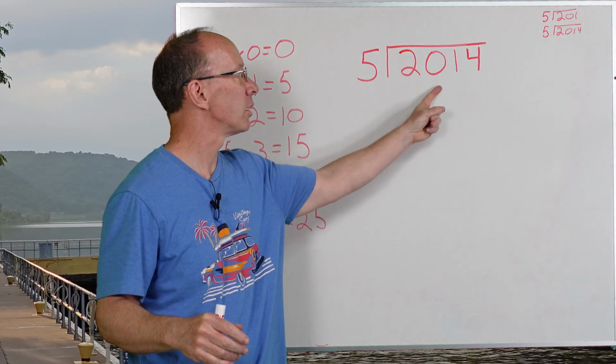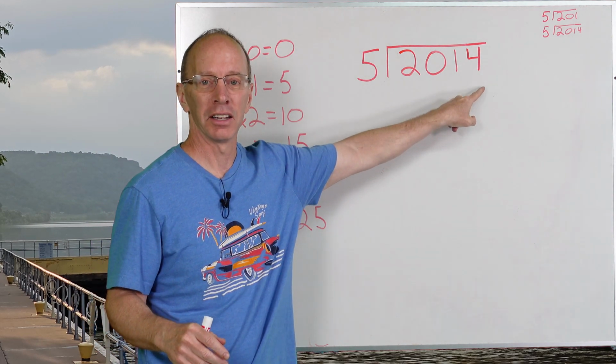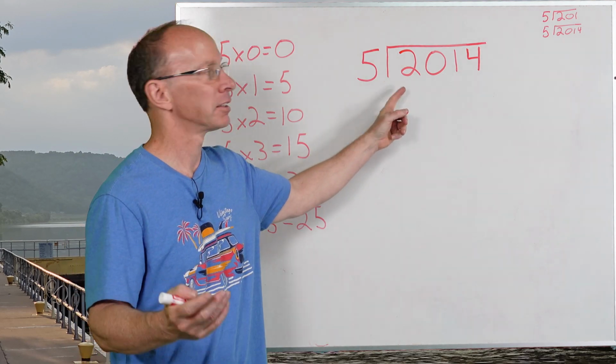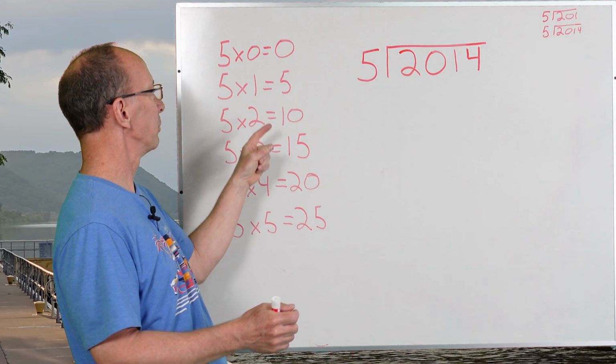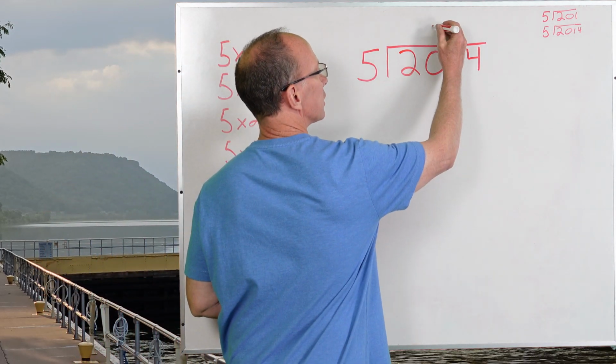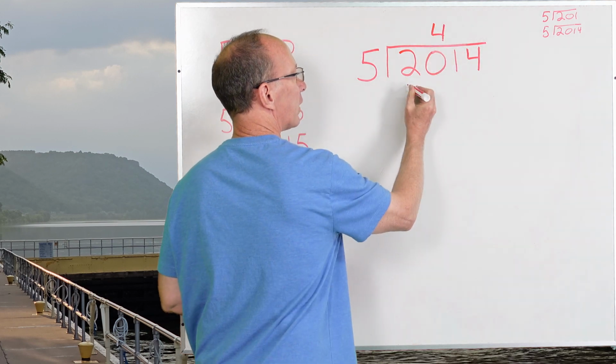Now I have 2014. I just stuck another number on the end of there. So can I put 5 into 2? Can't. Can I put 5 into 20? Yes, you can. How many times? 4 times. So I put the 4 right here, just like I did before. 4 times 5 is 20.